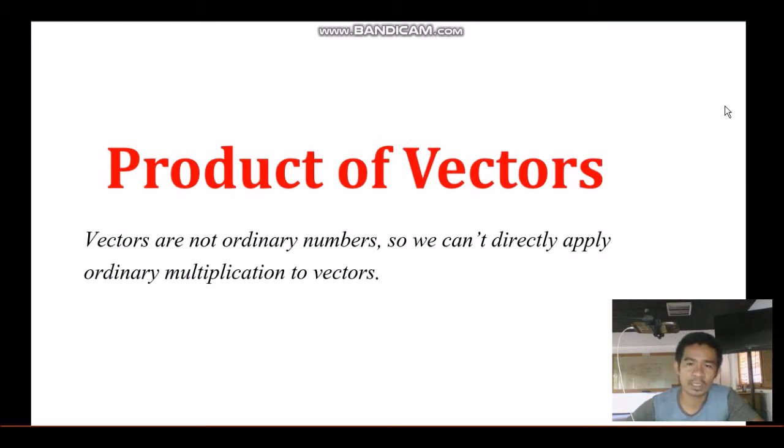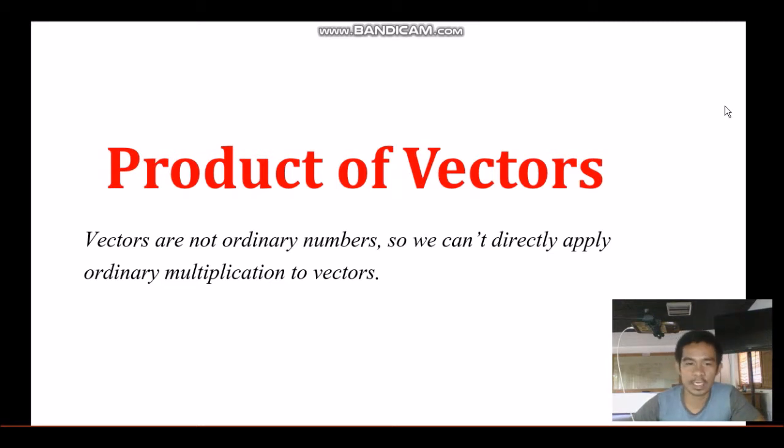So like product of vectors, or looking for the product or multiplying vectors, we cannot apply directly the ordinary multiplication method to vectors. Like vector A has magnitude 4 multiplied by vector B whose magnitude is 3, then 4 times 3 is 12? No, not all the time. We cannot do that because vectors are not scalars. So we will define the two kinds of product of vectors.